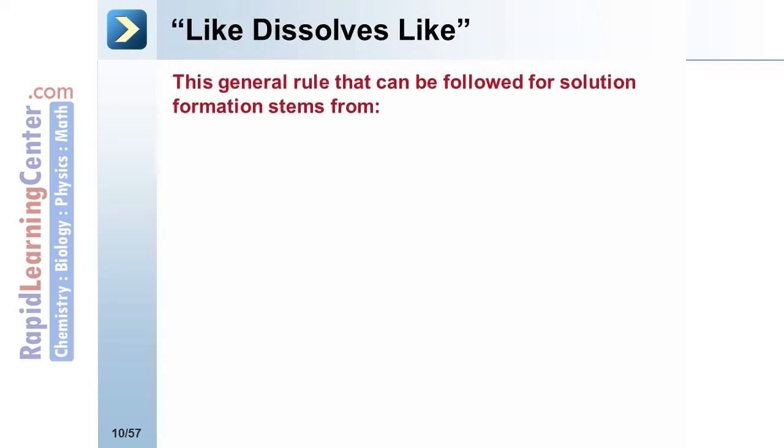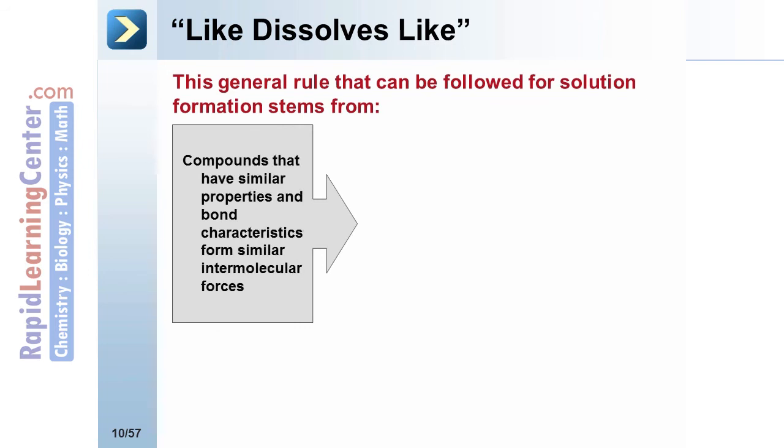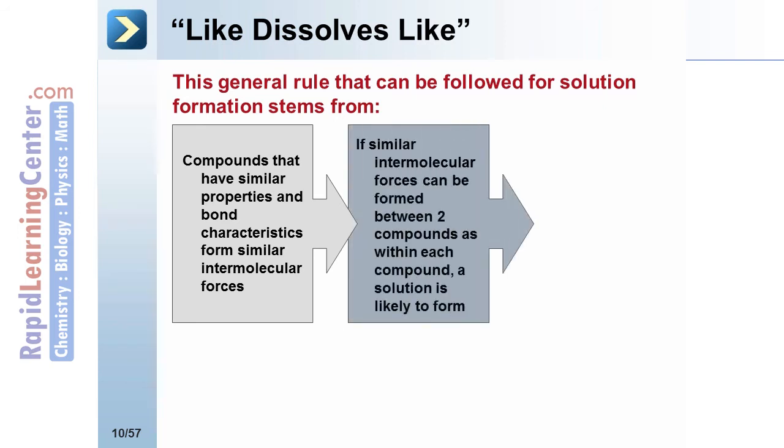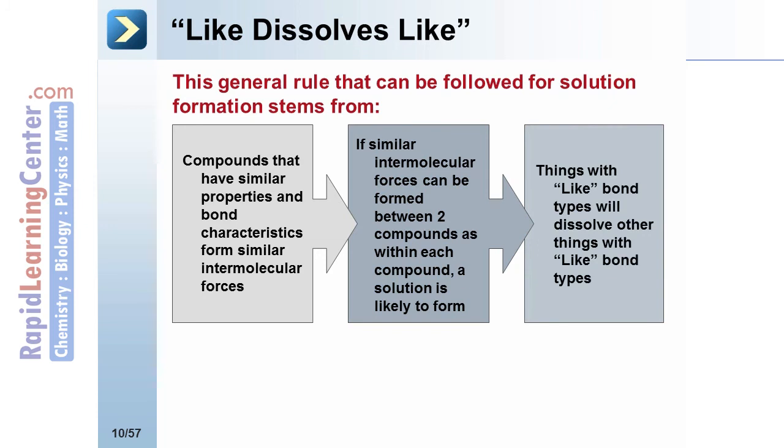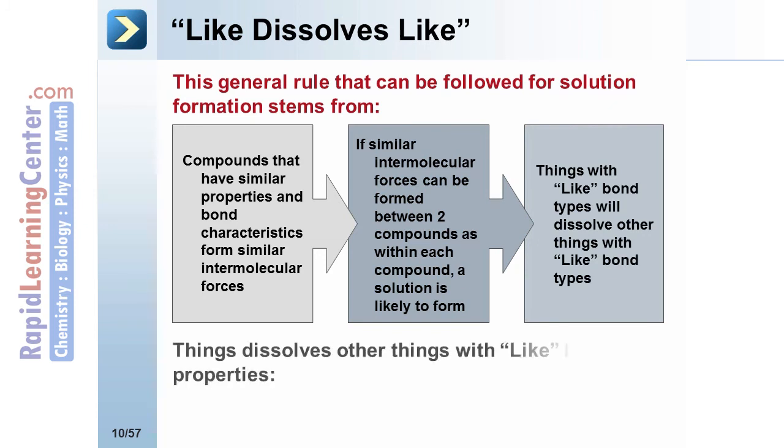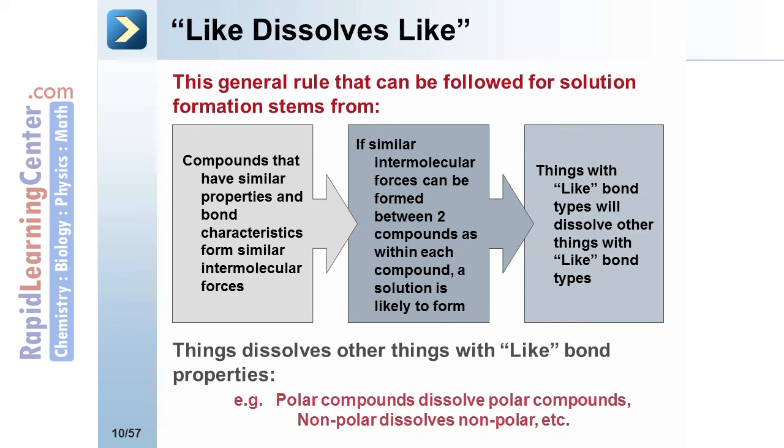You may have heard of a generalization of like dissolves like. This came from the idea that compounds with similar properties can form similar intermolecular forces. If similar intermolecular forces can be formed between 2 compounds, as within each of the compounds, a solution is likely to form. Things with like bond types will dissolve other things with similar bond types. For example, polar compounds tend to dissolve polar compounds, and nonpolar compounds dissolve other nonpolar compounds.